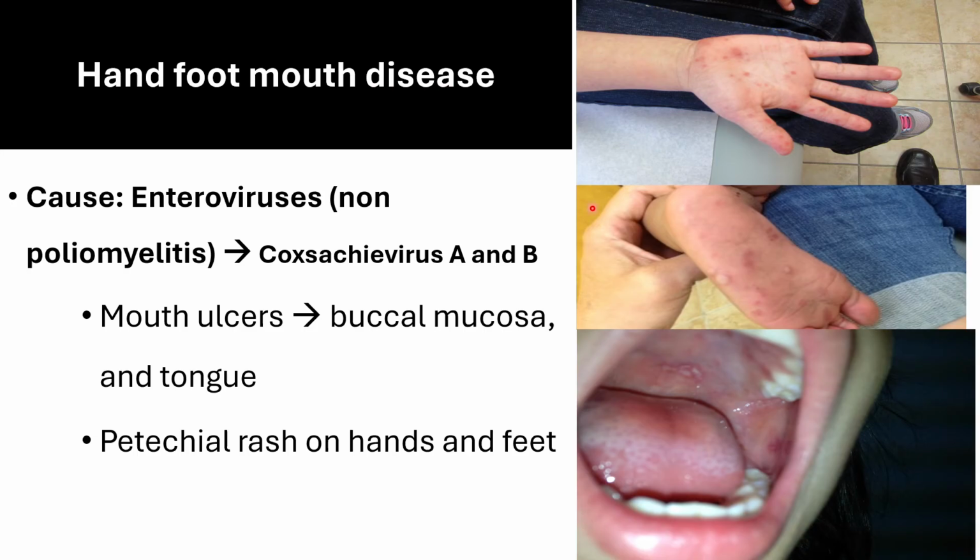Hand, foot, mouth disease. The other name is enteroviral vesicular stomatitis with exanthem on hands and feet. Also, this can involve the trunk as well. Associated with mouth ulcers, as you see here on the buccal mucosa, and you will see sometimes on the tongue. Associated with petechial rash in hands and feet, arms, legs, and the trunk as well.